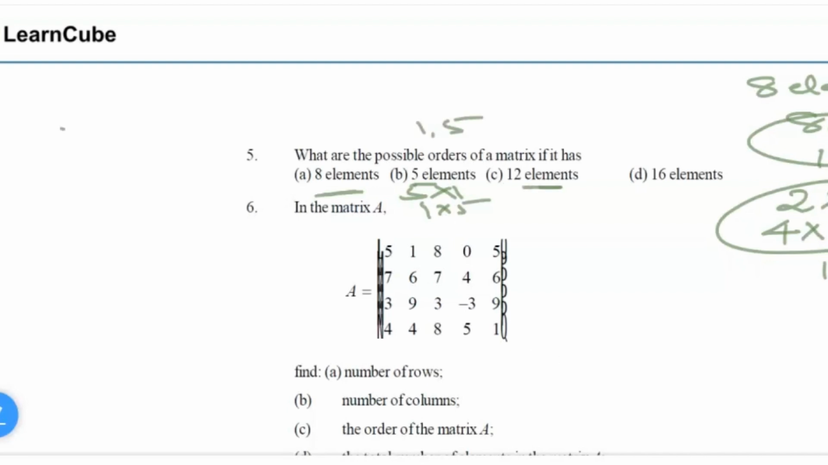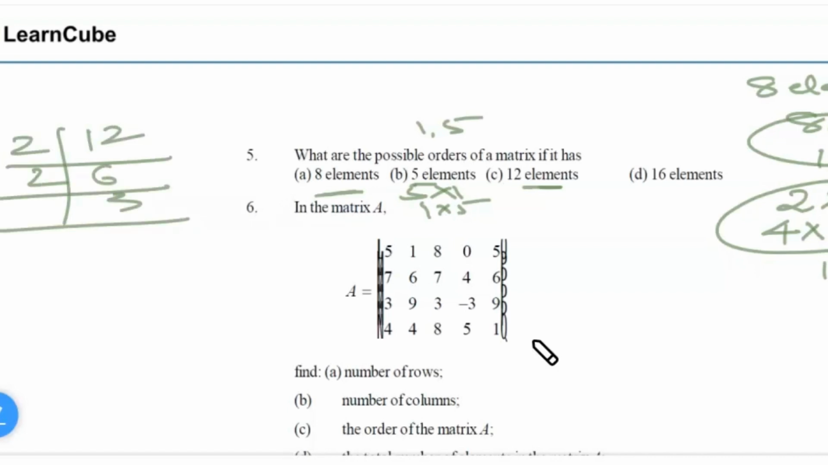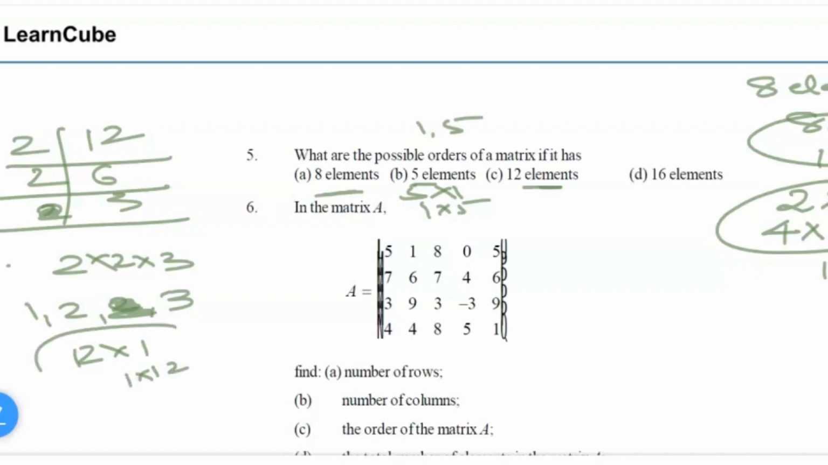For 12, find out the factors first. 2 6s are 12, 2 3s are 6. So you have got 2, 2 and 3. Also 1, so 1, 2, 3 are the prime factors. Okay. So you can write these elements as 12 into 1 and 1 into 12. Those are the two orders that are possible. Then if you take 2, it will be 6. 6 into 2. Okay. Two possibilities again.